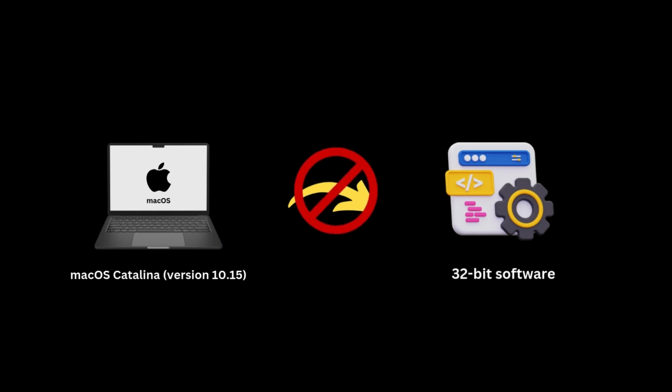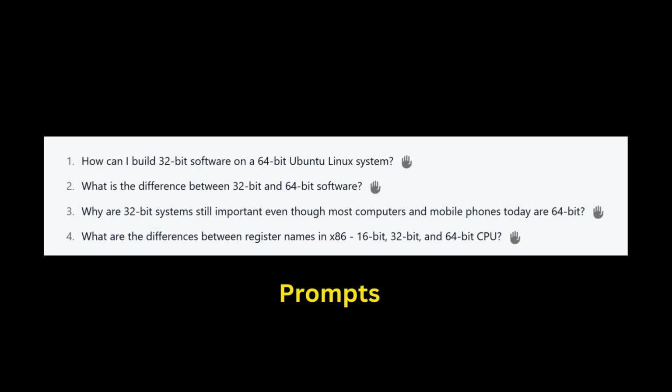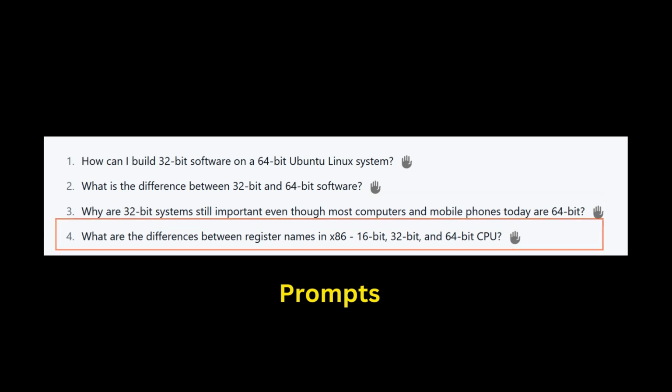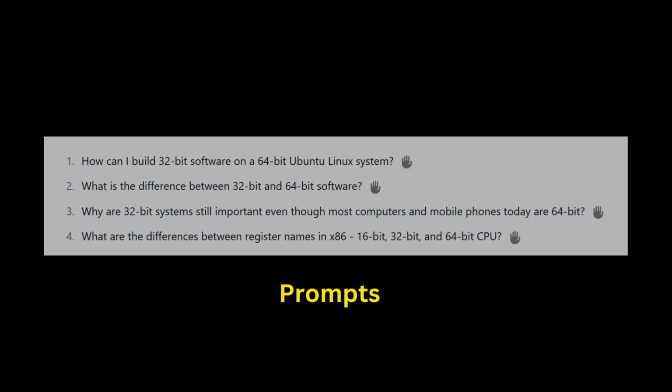Here are a few prompts to explore more about 32-bit and 64-bit software and CPU registers. How can I build 32-bit software on a 64-bit Ubuntu Linux system? What's the difference between 32-bit and 64-bit software? Why are 32-bit systems still important even though most computers and mobile phones today are 64-bit? What are the differences between register names in x86, 16-bit, 32-bit, and 64-bit CPUs? You can find these AI prompts in the assignment for this video.